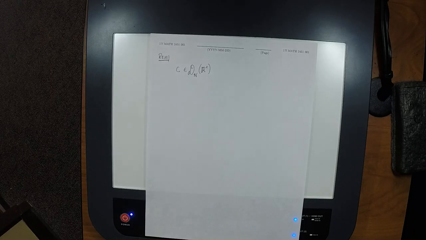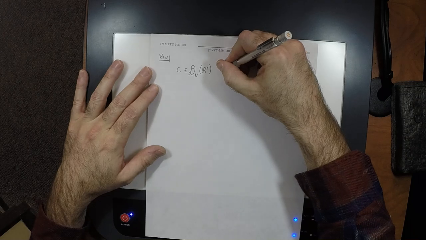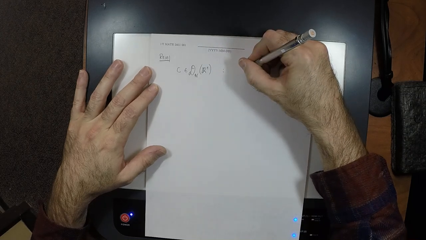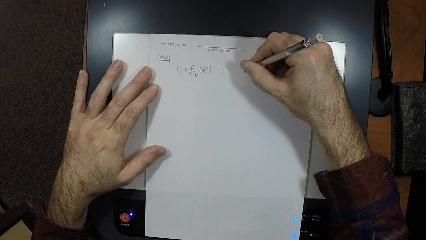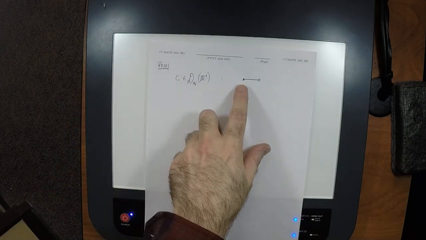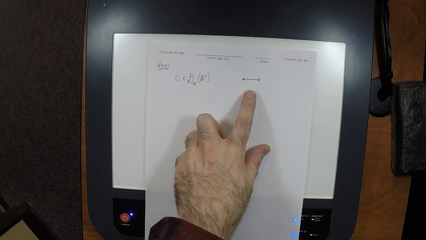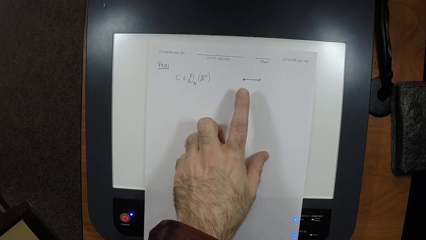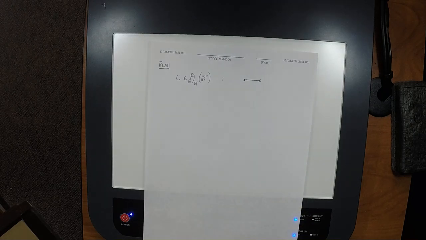Suppose that's the case. So what does that mean C is? What kind of thing is C? It's an interval. So that means that C looks something like this. Why the endpoints, thusly? That's the way we defined it, right? We said that we're going to include the lower part, but not the upper part.